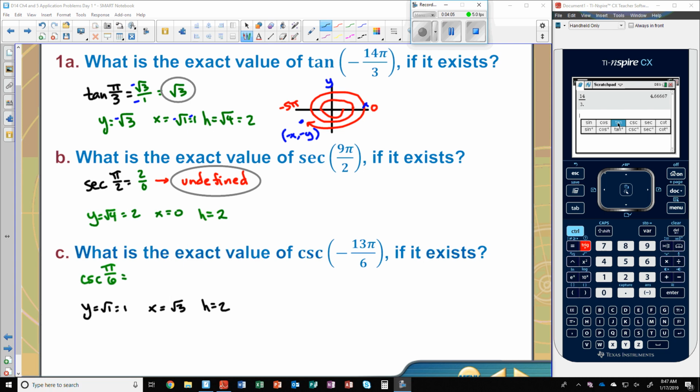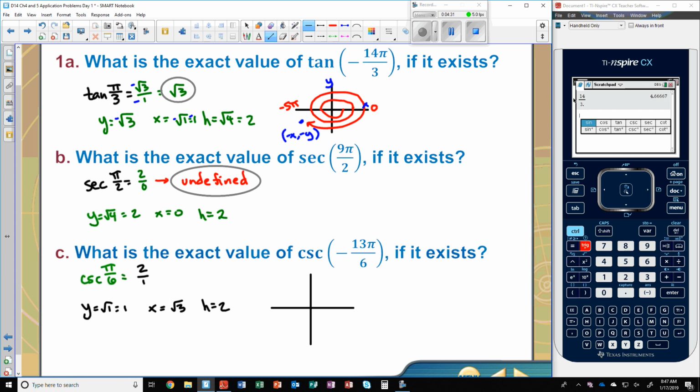Now cosecant, let's go back over here, cosecant's right there. Since it's the first and the second, that corresponds to sine. So instead of being y over h, it's going to be h over y. Our h is 2, our y is 1. Now we just need to determine, is it positive or negative? We didn't have to do that on part B because it was undefined, but here we do. So negative 13 pi over 6. This is going to be a little bit more than negative 2.